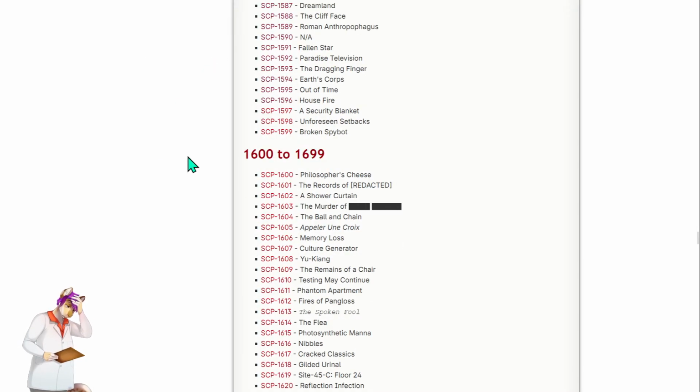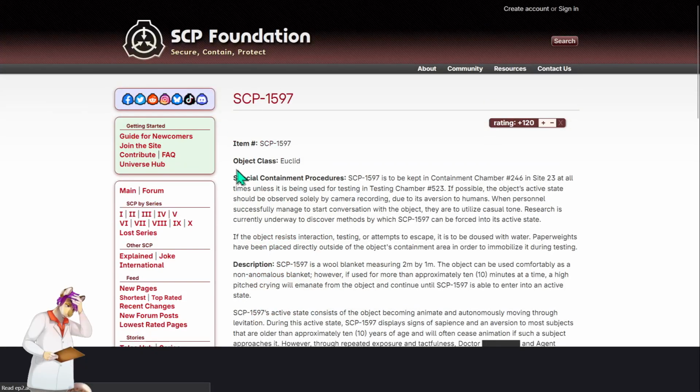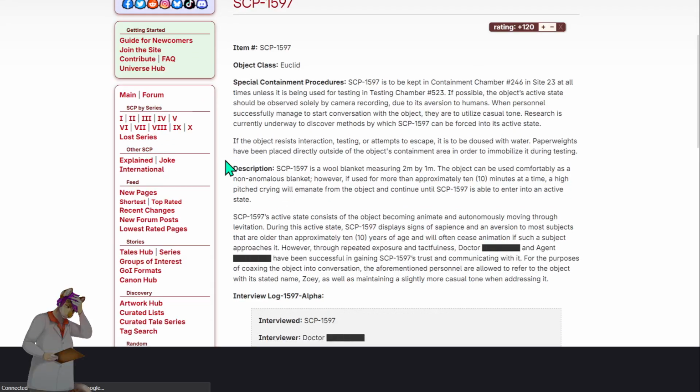So, moving on to a security blanket. The security blanket is Euclid, which implies they can't actually contain it. SCP-1597 is to be kept in Containment Chamber 246 at Site 23 at all times unless it is being used for testing in Testing Chamber 523. If possible, the object's active state should be observed solely by camera recording due to its aversion to humans.